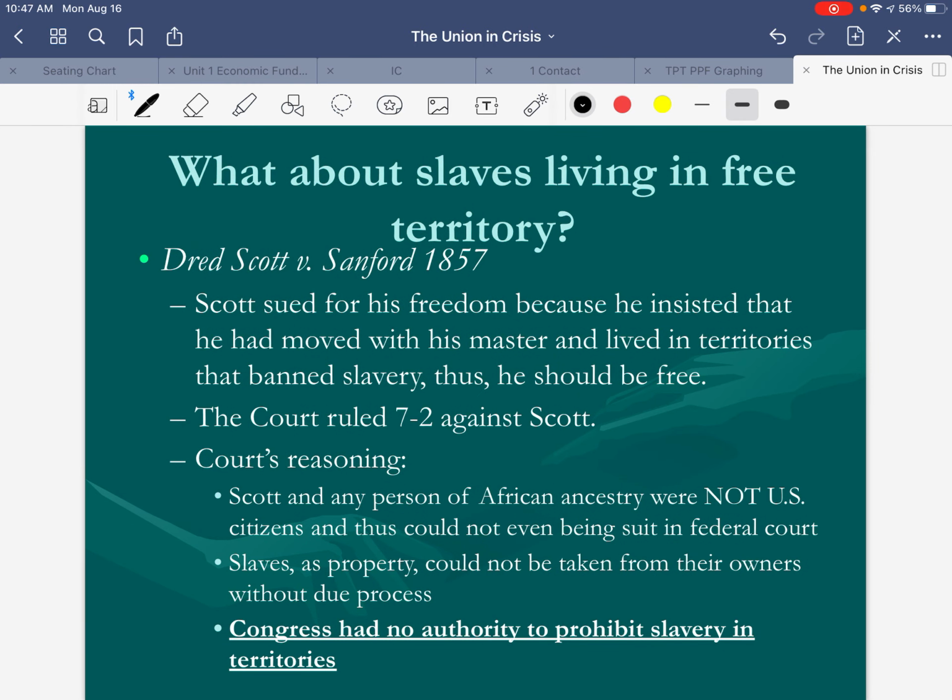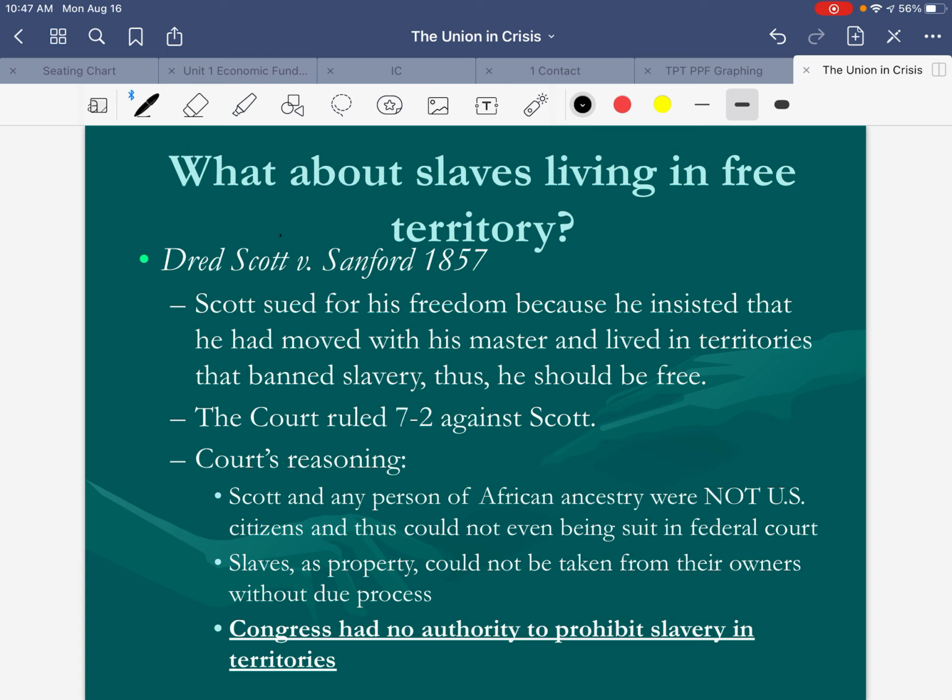So the issue thickens. Kansas and Nebraska is in 1854. In 1857, an even bigger issue comes to light. What if a slave owner takes a slave to a free territory? Is that person free because they now live in a free territory? Can you take slaves wherever you want? So this issue comes to light in a Supreme Court case called Dred Scott versus Sanford in 1857.